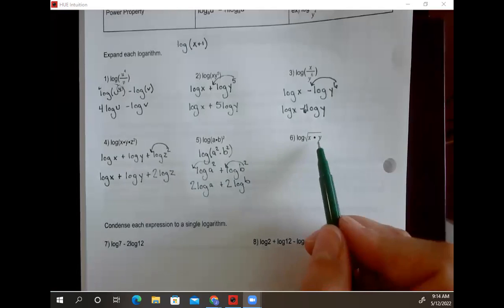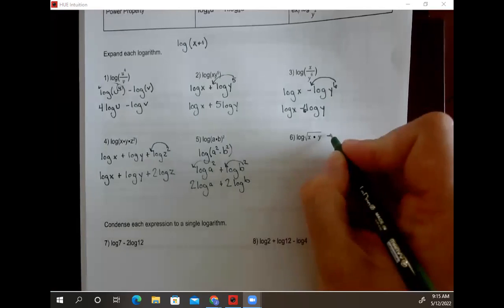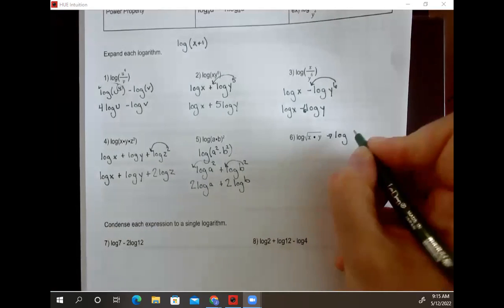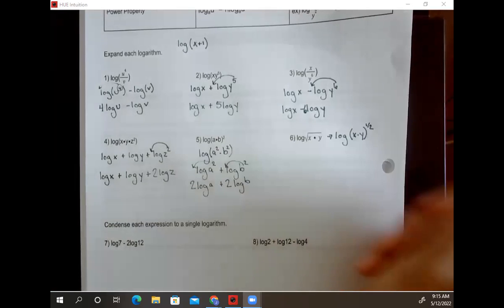And I see something similar with number 6 here. So I've got the log of the square root of x times y. So our exponent properties are going to come into play here as well. Remember, if I have a root, I can write that as an exponent. So this would be just like the log of x times y to the 1/2 power.